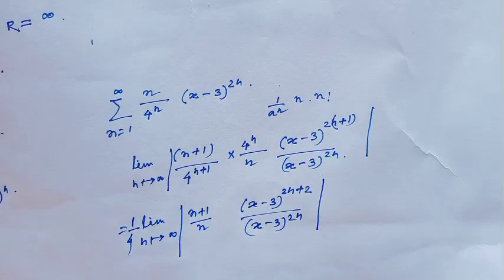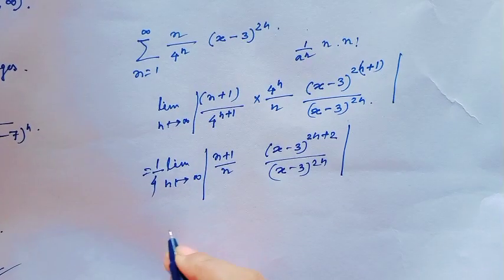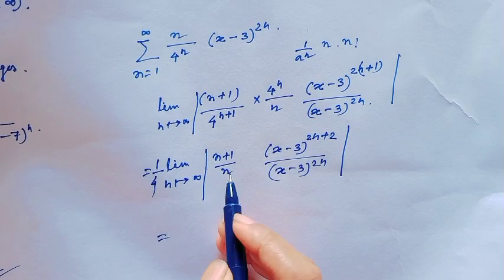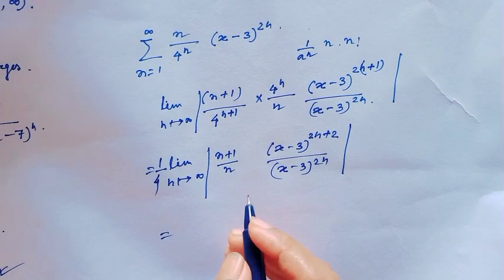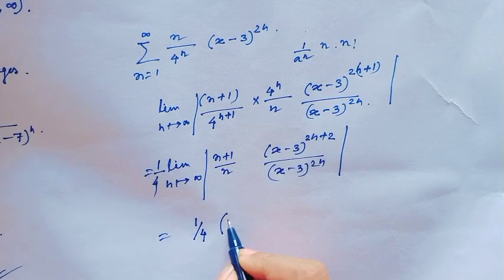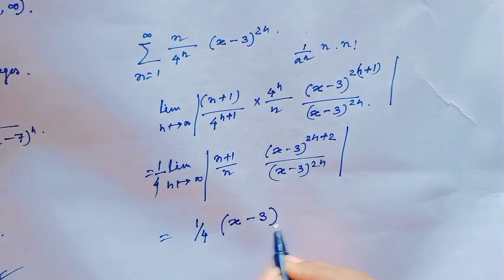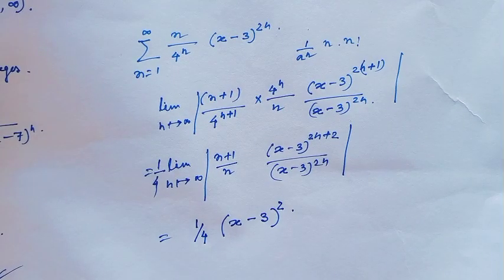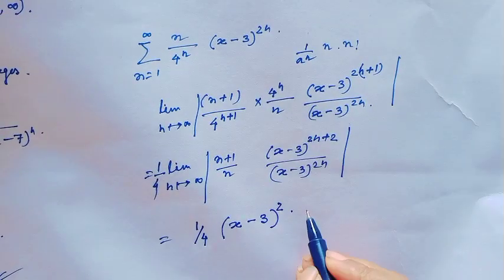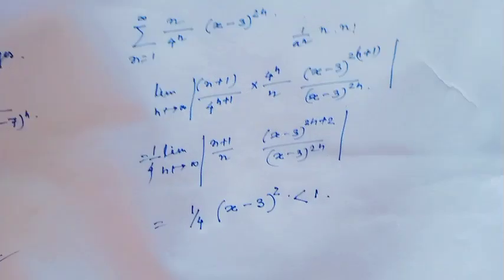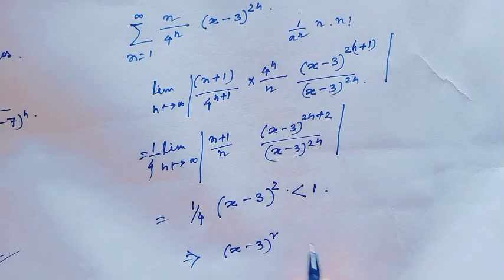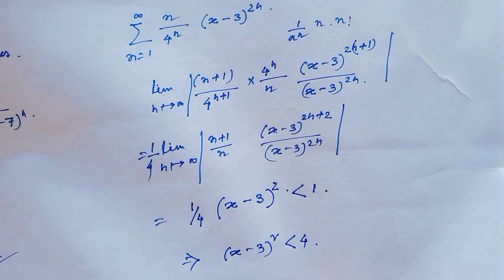with the absolute value. Then always notice this value is 1, limit n tends to infinity of n plus 1 over n is always 1, that means this value is 1 over 4 times (x minus 3) to the power 2. Therefore, all of us know this series converges when this value is less than 1. That implies (x minus 3) whole square less than 4.